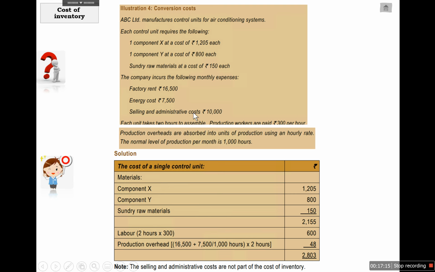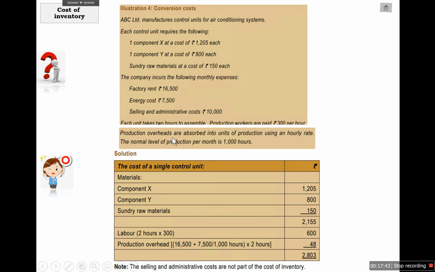So here we need to exclude the selling and administration cost because these are excluded and not required to bring the inventory to its current location and condition. And here, for component cost, two components are used, component X and Y. So we have taken the cost of it, sundry raw material also. So the total cost of these three items is 2155.